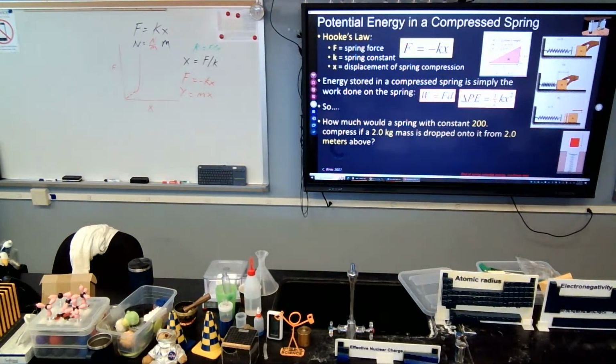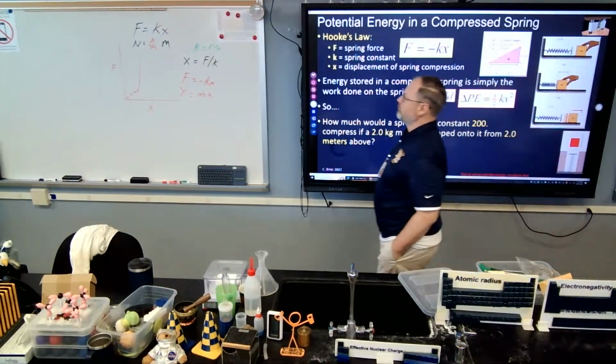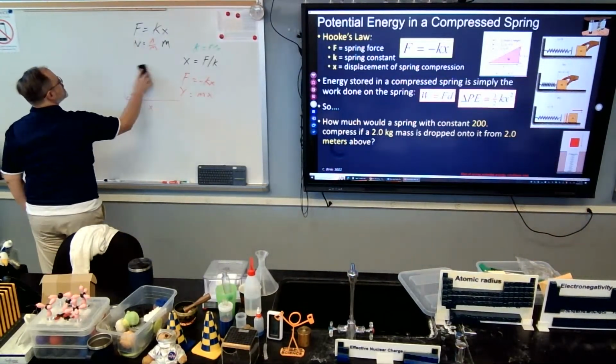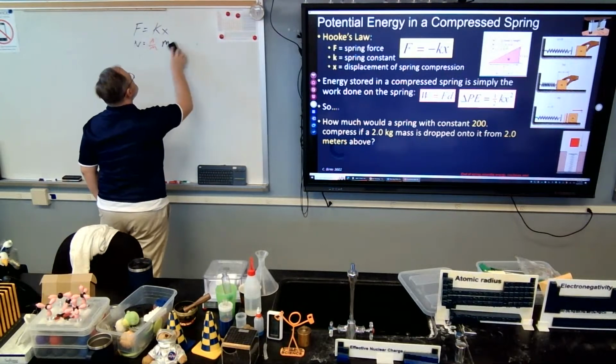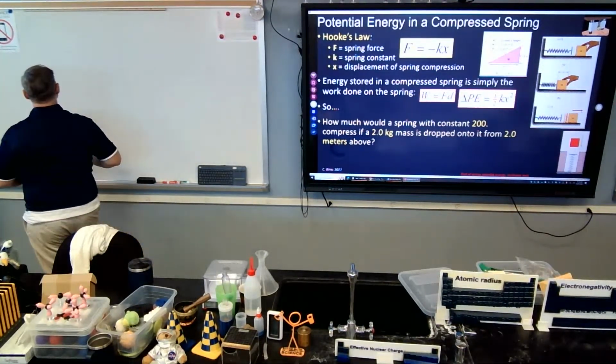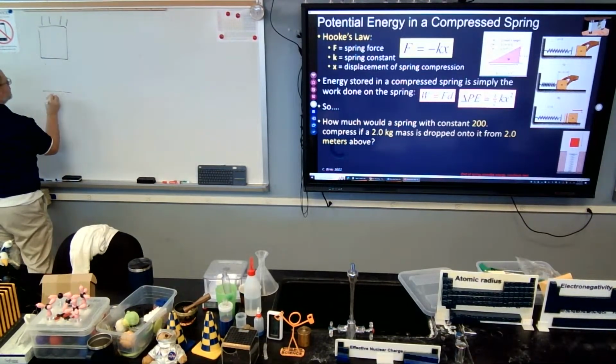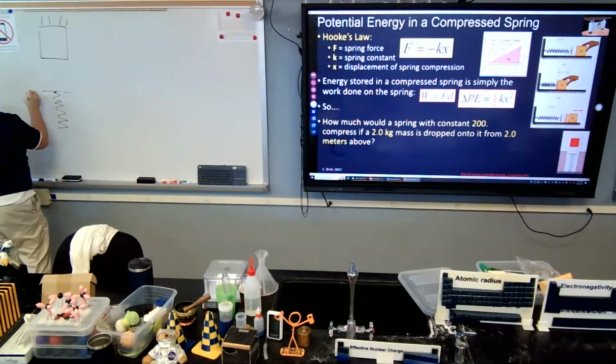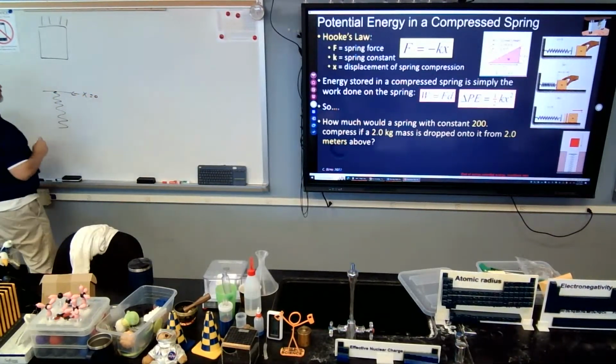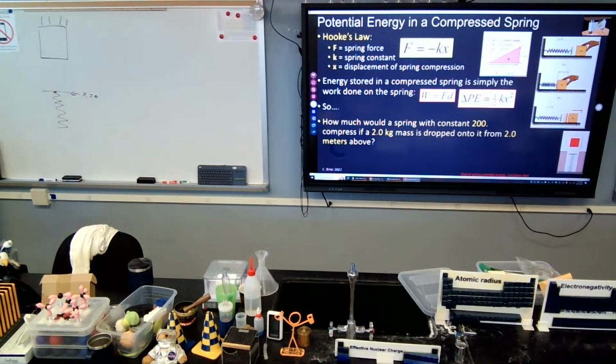What did you guys get? How far down did it go in the first? When you drop it, how far down? 0.091. That's not what I got. Did you multiply it by 10 and not 9.81? Yeah, that's why. Okay, so x equals 0. You're going to drop it. This is a 2 kilogram mass.